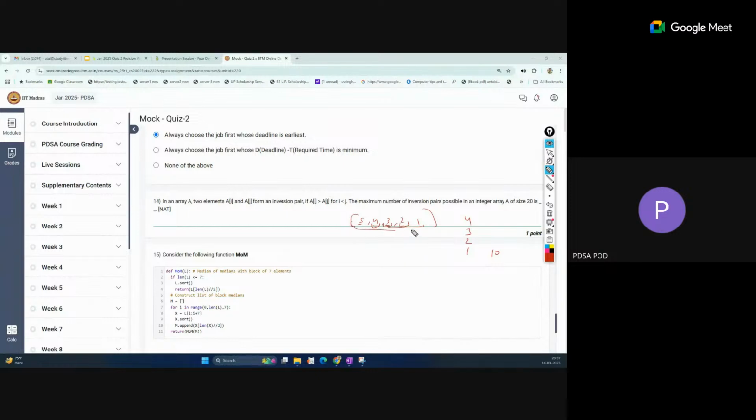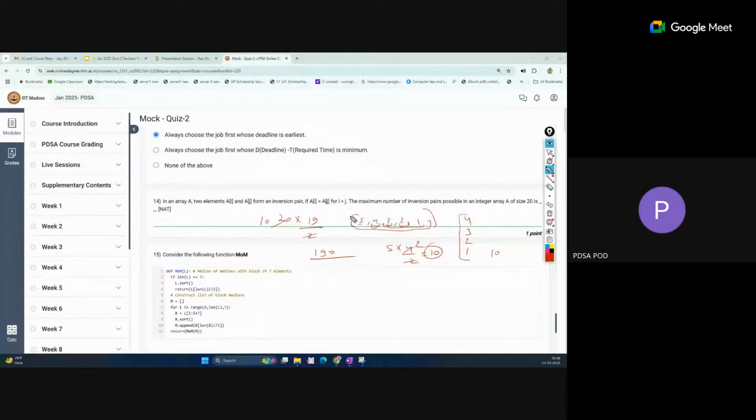And this can be solved as 5 into 4 divided by 2, so we get 10 directly. That is n into n minus 1 by 2. The same formula you can apply here: 20 into 19 divided by 2. So this is 10 times 19, and this becomes 190. So you can directly put this.